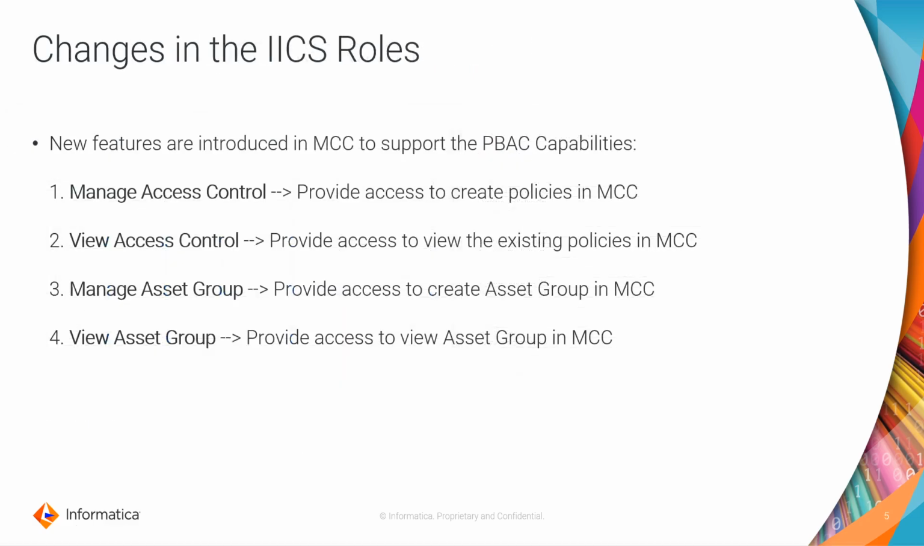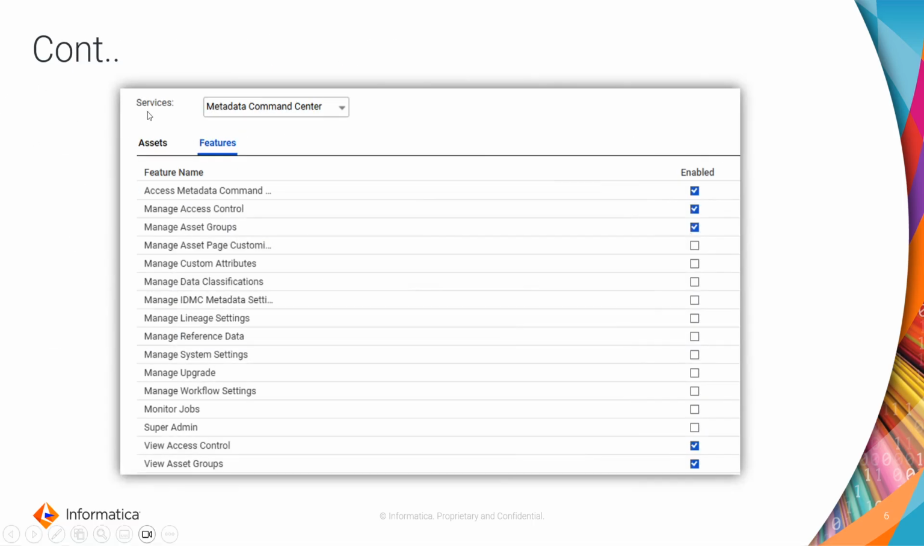Coming to the changes in the IICS role, we have introduced 4 new features under metadata command center. Manage access control provides access to create policies in metadata command center, and view access control provides access to view the existing policies. Manage asset group provides access to create asset groups, and similarly view asset group provides access to view the existing asset groups in metadata command center. Under services features, you can see manage access control and asset group, and view access control and view asset group.